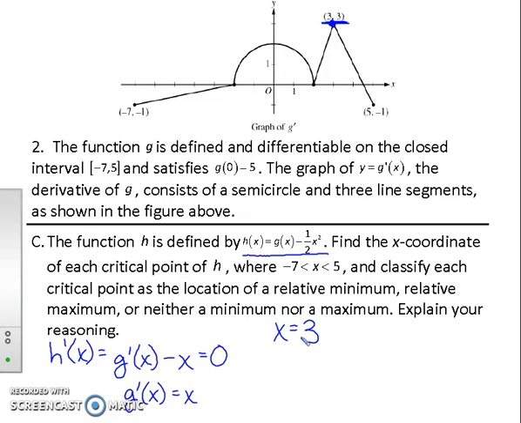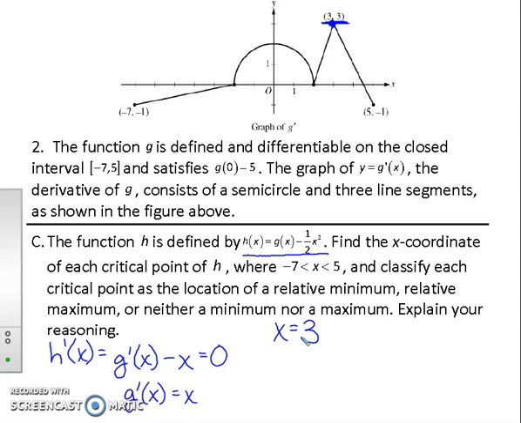Now the question is, do I have any other critical points? There are none that I can really identify visually, because of that circle there. The lines are easy to look at. There's nowhere else on the lines where the x and the y are the same thing. But with that semicircle there, I need to think about what that function is and when that function would equal itself, when it would equal x.